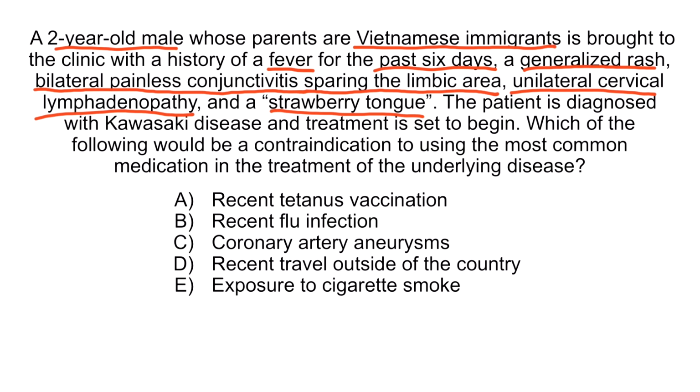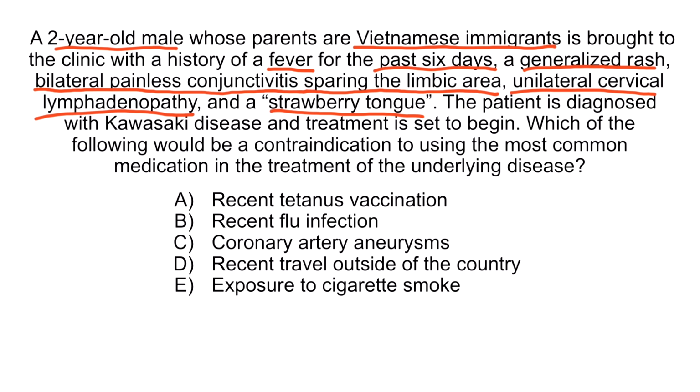B. Recent flu infection. C. Coronary artery aneurysms. D. Recent travel outside of the country. Or E. Exposure to cigarette smoke. Okay, now this patient meets diagnostic criteria for Kawasaki disease. In fact, it's so obvious that even the question stem states that this patient was diagnosed with Kawasaki disease. Okay, so now that that's established, let's talk about treatment.